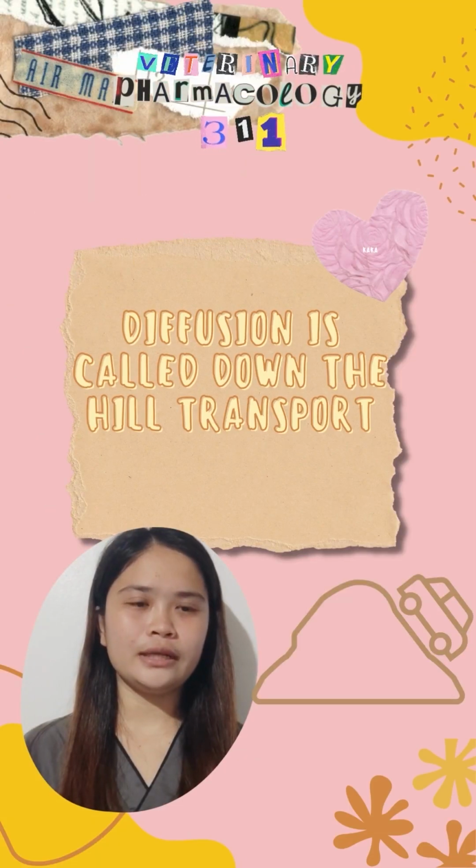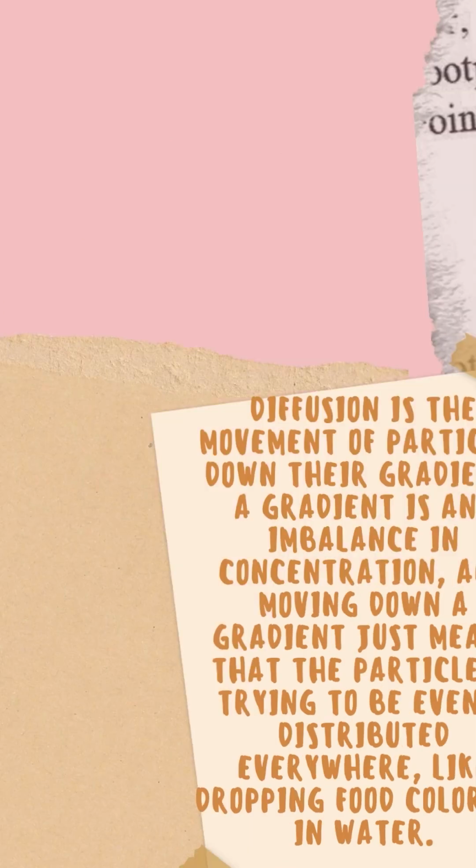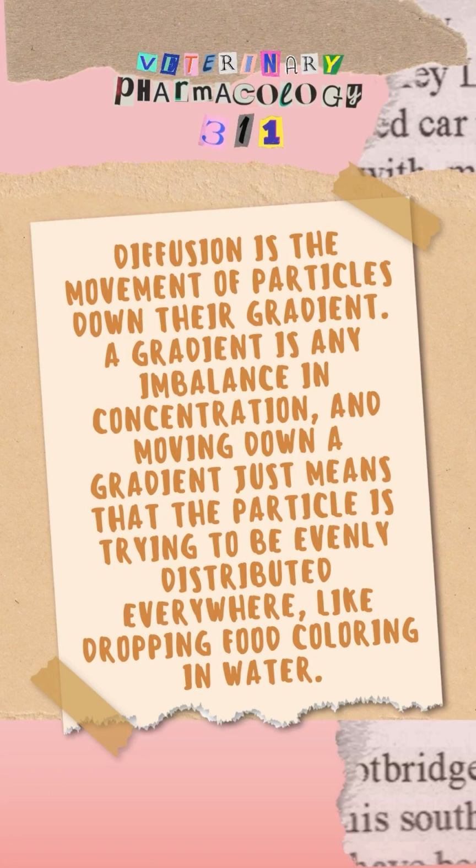Diffusion is called down-the-hill transport. Diffusion is the movement of particles down their gradient. A gradient is any imbalance in concentration, and moving down a gradient just means that the particle is trying to be evenly distributed everywhere, like dropping food coloring in water.